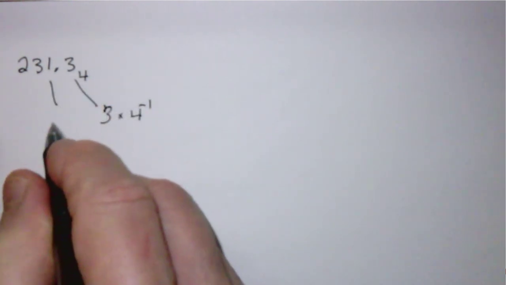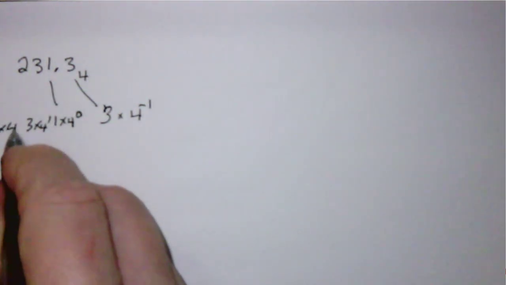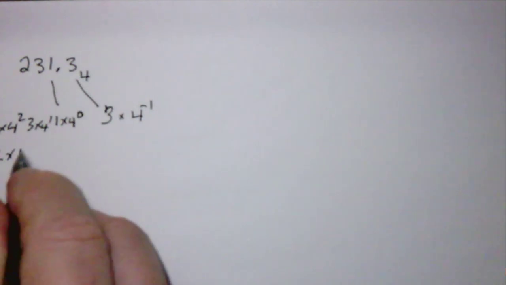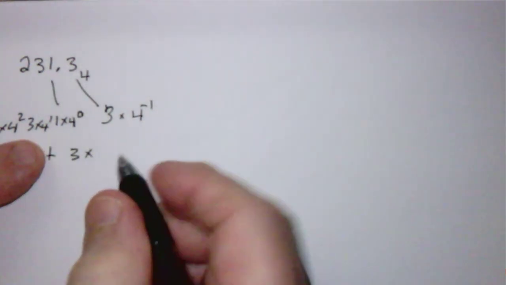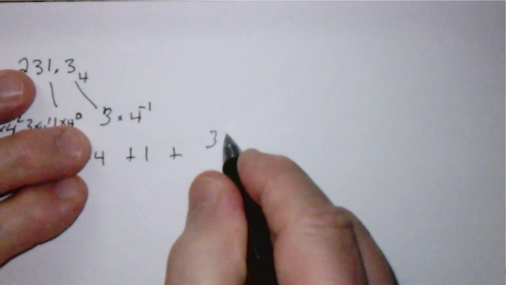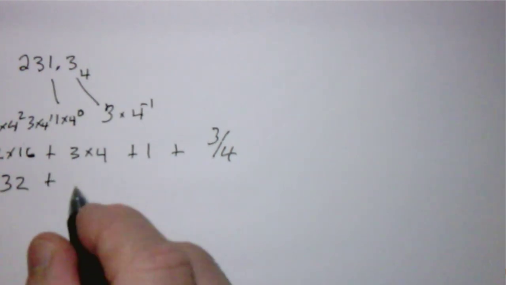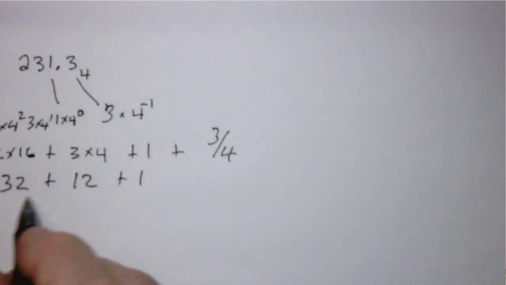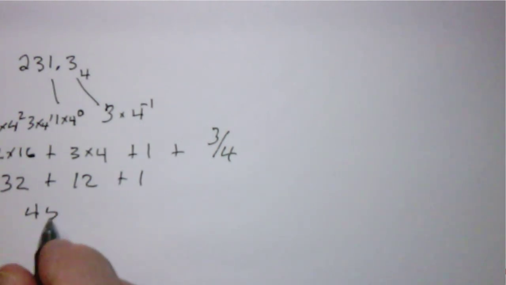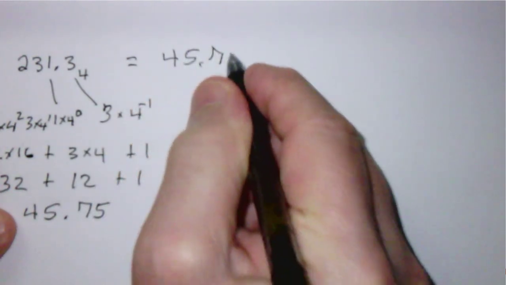This is going to be 1 times 4 to the 0, 3 times 4 to the 1, and 2 times 4 to the 2. Well, so 4 squared is 16. So that's 2 times 16 plus 3 times 4 plus 1 plus 3/4. All right, so 2 times 16 is 32. Plus 3 times 4 is 12, plus 1. So that's going to be 45.75, because 3/4 is 0.75. All right, so that equals 45.75 base 10.